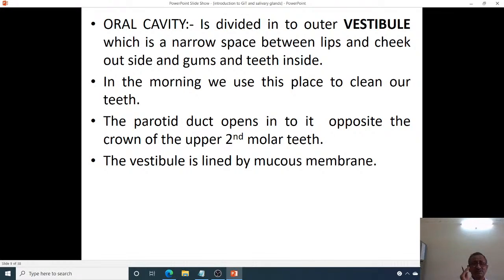Then each one: the oral cavity is divided into the outer vestibule, which is a narrow space between the lips and cheek outside and the gum and teeth inside. See, the oral cavity is divided into the outer vestibule. So the vestibule is bounded by lips and cheek outside and gums and teeth inside. In the morning we use this place to clean our teeth. The parotid duct opens into it opposite the crown of the upper second molar tooth. The vestibule is lined by mucous membrane.